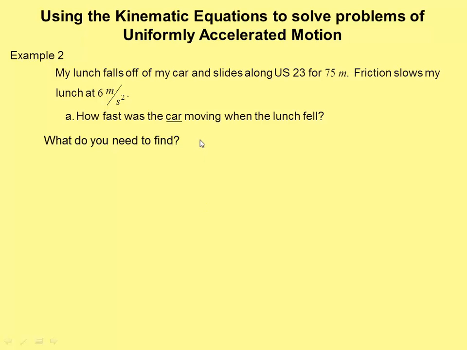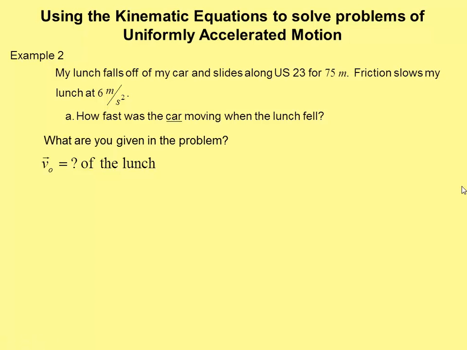Well, if you think through the motion of the lunch here, hopefully you can see that in order to figure out how fast the car was moving, we need to figure out the initial velocity of the lunch. Why? Because the initial velocity of the lunch when it fell off the car is how fast the car was moving. Those 2 things would be the same. So if we work backwards here, figure out the initial velocity of the lunch, that will be how fast the car was moving. Second question, what are we given in the problem?